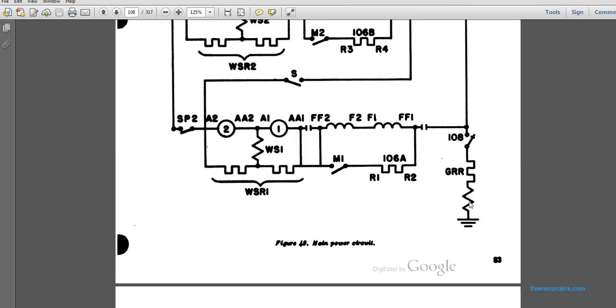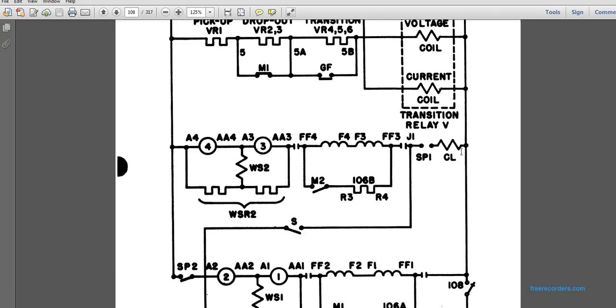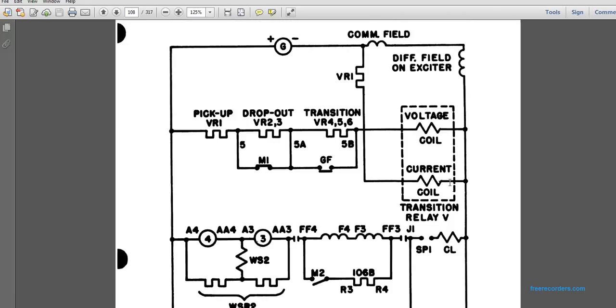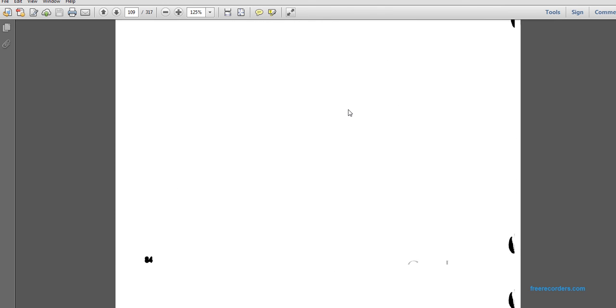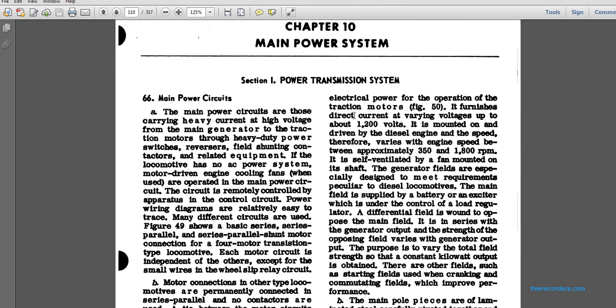The ground is connected by the resistor through the current by the switch into 108, through which it goes to the voltage and current coil transition relay, through another resistor to another parallel circuit where it hits the fields of the FFF and three-four columnar fields and divide field acceptors. It's very detailed. Chapter 10, main power system.